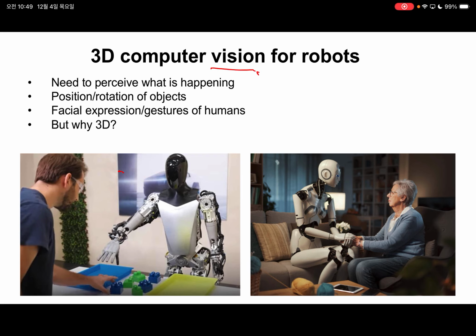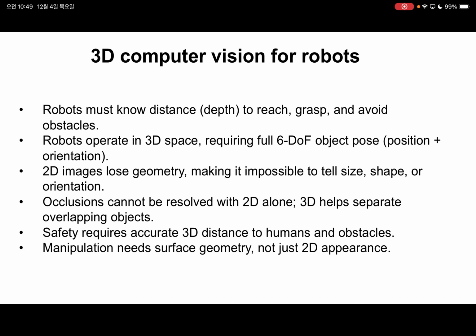But 3D vision is especially necessary because robots must know, for example, the distance to reach, grasp, and avoid obstacles. Robots are moving around and need to avoid obstacles, or need to grasp some target object. And robots operate in 3D space, requiring a full six degree of freedom object pose. Position is 3D, orientation is 3D, so six degrees of freedom. And 2D images lose geometry, making it impossible to tell size, shape, or orientation. We know this one, right? There is scale depth ambiguity.